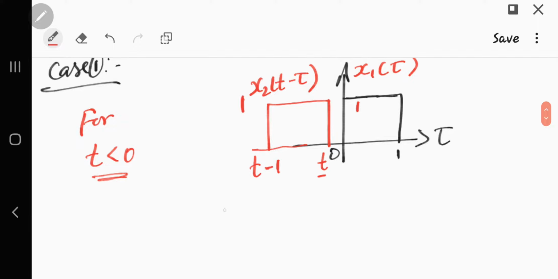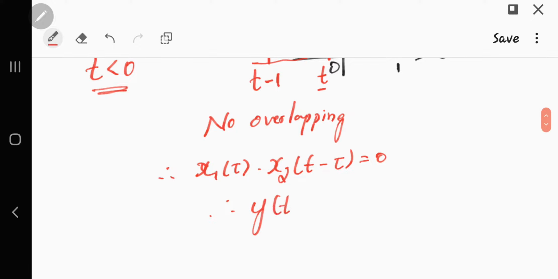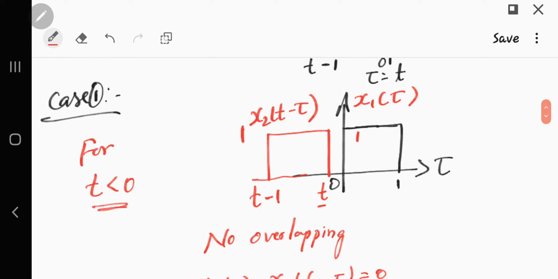What happens to the signal? There is no overlapping. Therefore, x1 of tau into x2 of t minus tau will be 0. So if these two are 0, therefore y of t is equal to 0. So this is the first case. In the next case, I will move this t, keep it somewhere here, and let's see what happens to the signal y of t. So case 2.